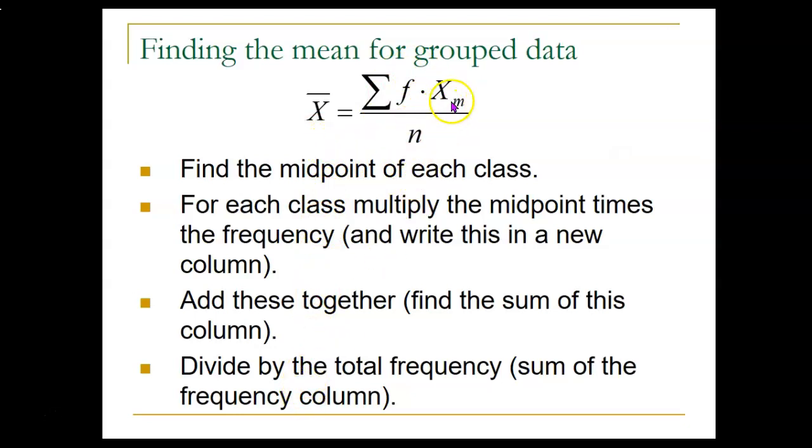You've got to know the midpoint of each class. And then for each class, you multiply the frequency times the midpoint. And you're going to want to write that in a new column. Then add these together. That is, find the sum of frequency times midpoint. And then divide by the total frequency.